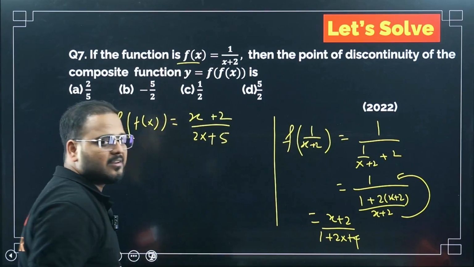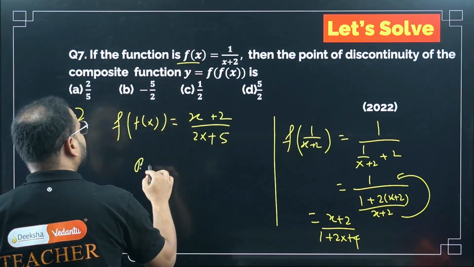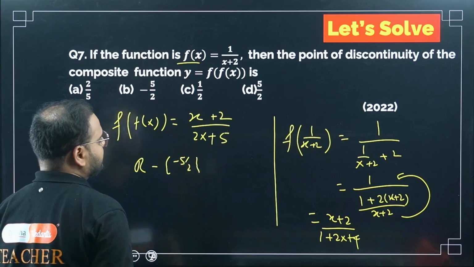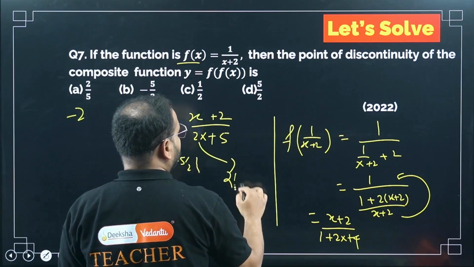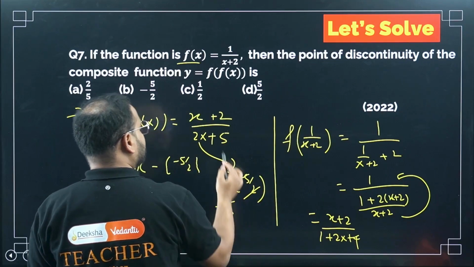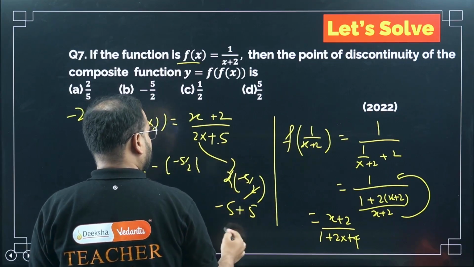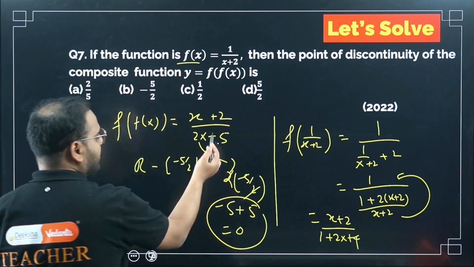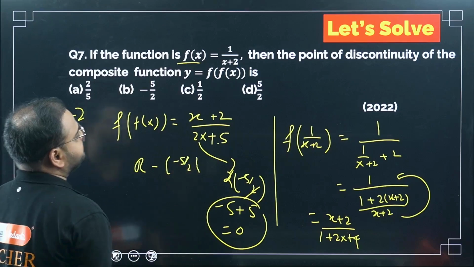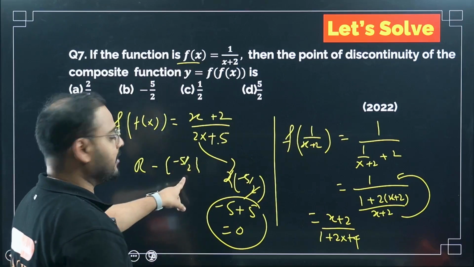So check for the domain. In the domain, all real numbers are there except for minus 5 by 2. Because if you put it here, you're going to get 2 times of minus 5 by 2, the 2 and 2 will be cancelled, and the answer is minus 5. This is a plus 5, so plus 5 if you do, it's going to be 0. Then you'll get the denominator as 0. Hence, this is the value which should not be part of the domain.